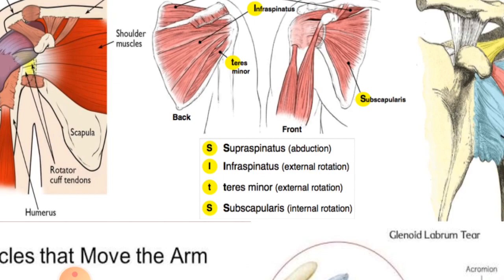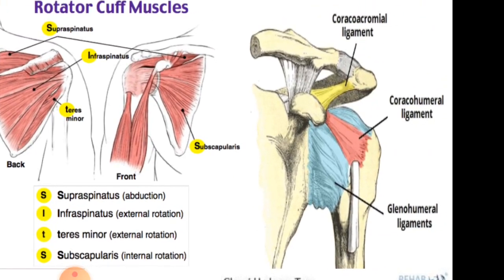Next, we have the ligaments that also provide the stability to the shoulder joint, and these are the coracoacromial ligament. By the name, you can guess that this ligament is arising from the coracoid process of the scapula and inserting into the acromial process of the scapula. So this beak-like process here is the coracoid process, and it is inserting into the acromial process of the scapula.